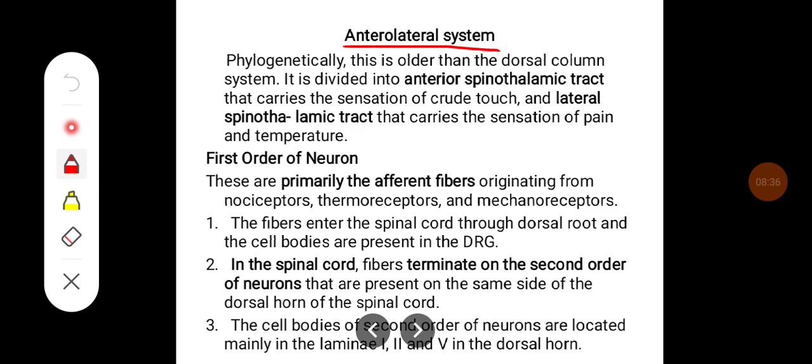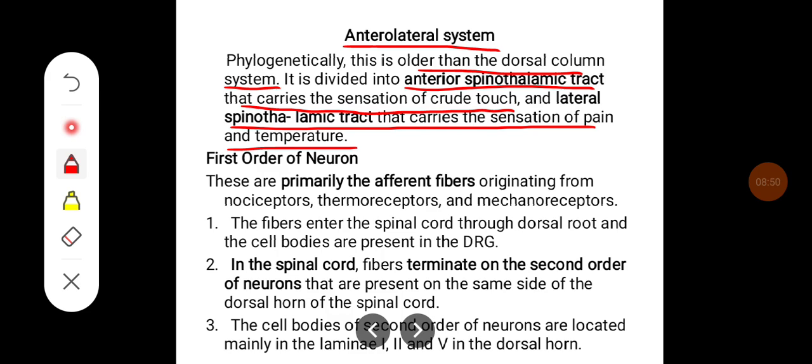Coming to the anterolateral system, phylogenetically this is older than the dorsal column system. It is divided into the anterior spinothalamic tract that carries sensation of crude touch and the lateral spinothalamic tract that carries sensation of pain and temperature. The first order neurons are primarily afferents originating from the nociceptors, thermoreceptors and mechanoreceptors. The fibers enter the spinal cord through the dorsal root and the cell bodies are present in the dorsal root ganglia.